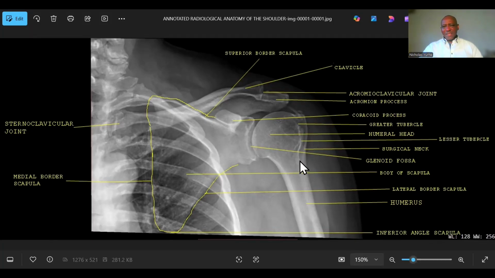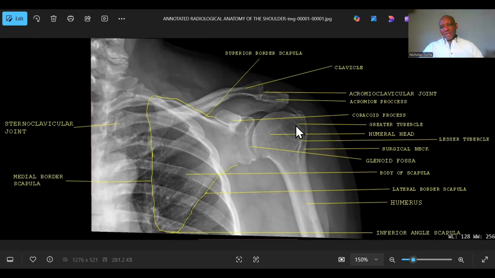If we go further, we'll see that immediately after the head of the humerus, you have the neck of the humerus. That is the anatomical neck. Then you go further down, you have the surgical neck. The surgical neck is called the surgical neck because it is one region that is easily fractured. So most fractures of the humerus usually occur at the surgical neck.